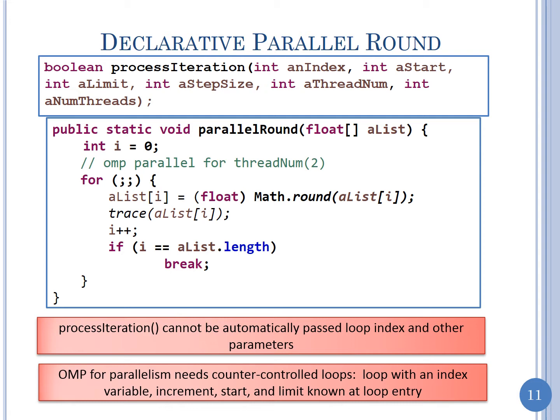So OMP for parallelism needs counter control loops. Have you guys ever heard the term counter control loops? Counter control loops as opposed to what else? Have you ever heard in your 110 like classes? Dissection of loops? So when I teach 110, I divide things into counter control loops and event-based loops. And does that intuitively make sense?